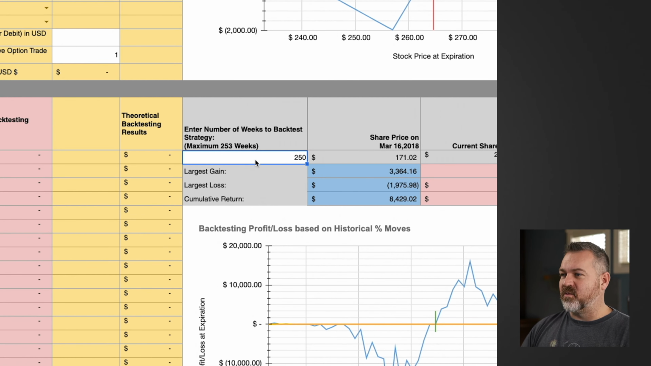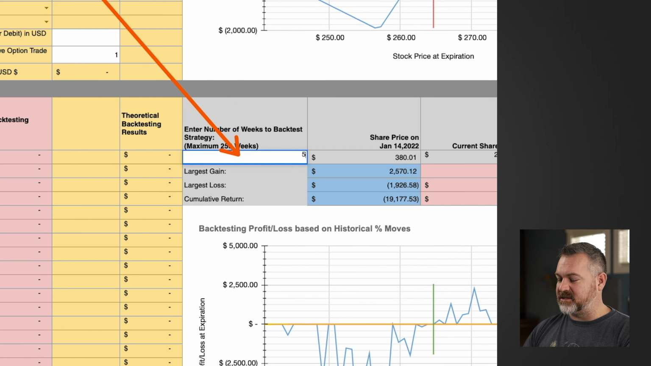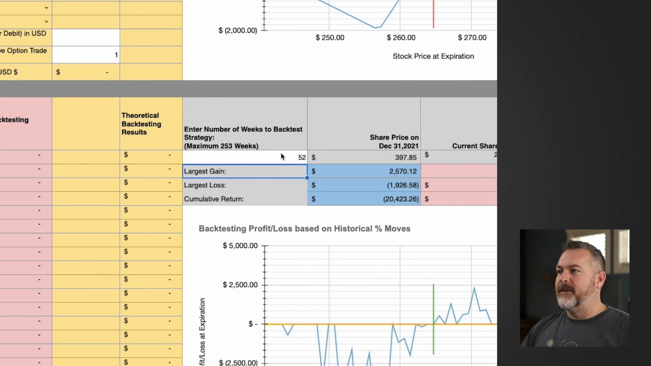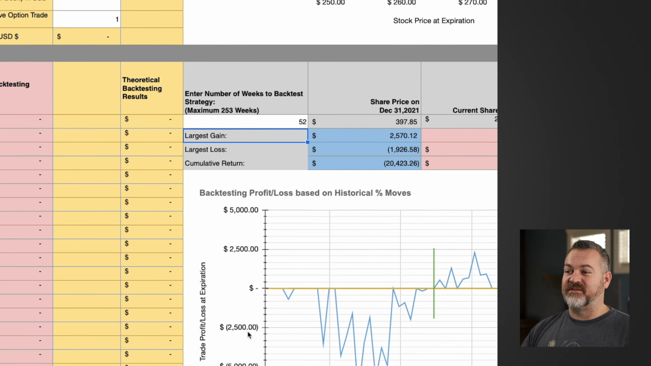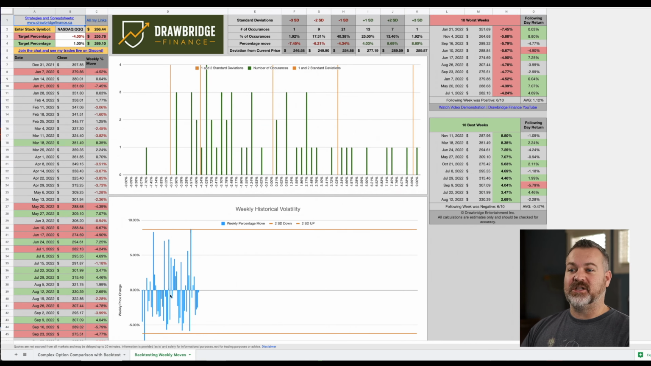So right here in the backtesting portion, I can just place the number of weeks that I want it to do. So if I want it to test like 50 weeks, if I want to just look at the last year, let's say 52 weeks, then it'll show the backtesting profit loss based on the last 52 weeks, based on the historical data that's appearing in this chart.